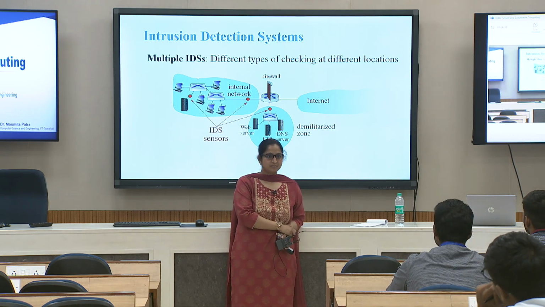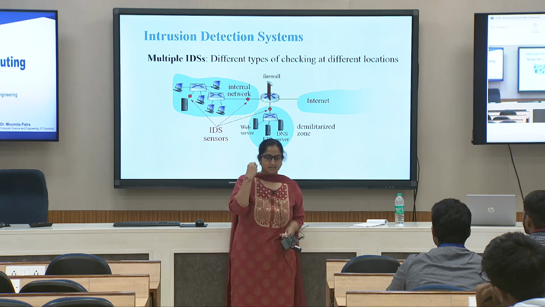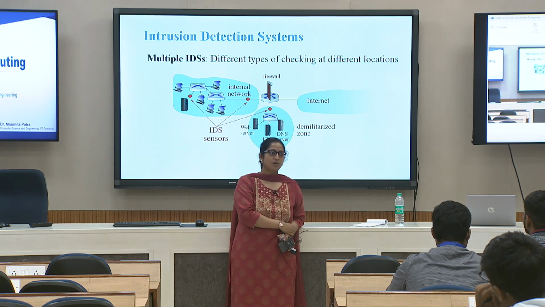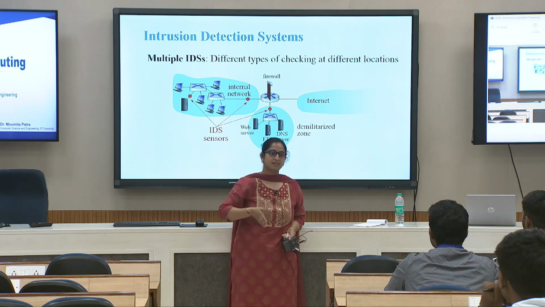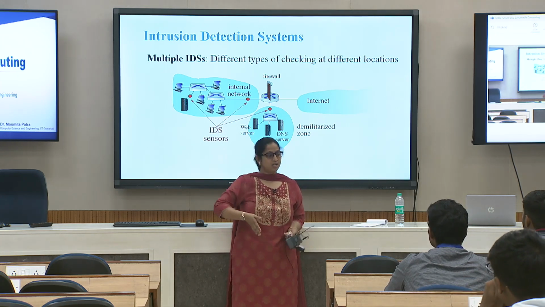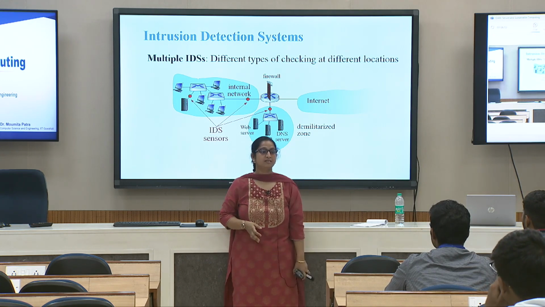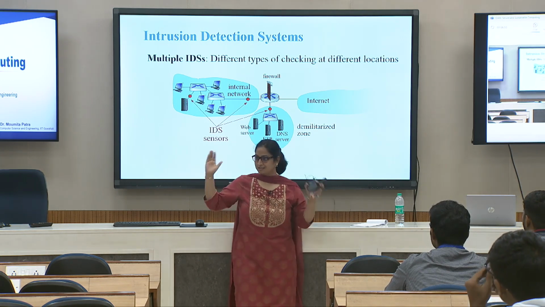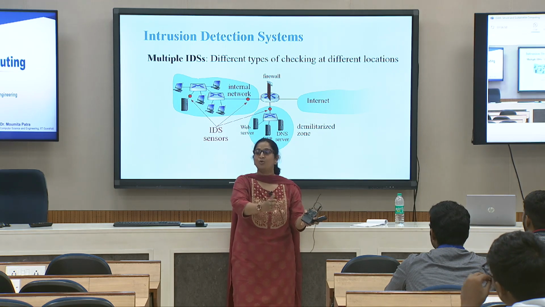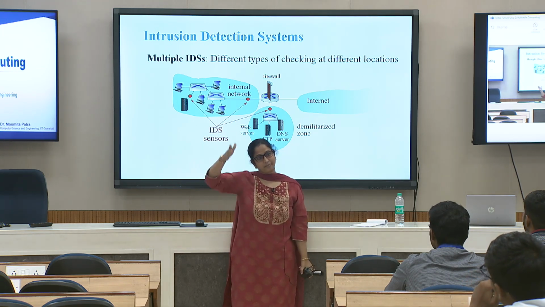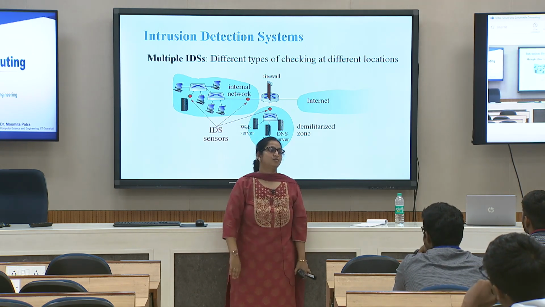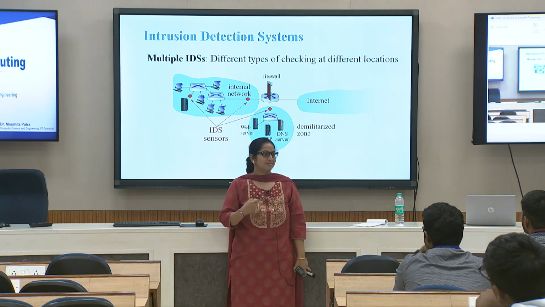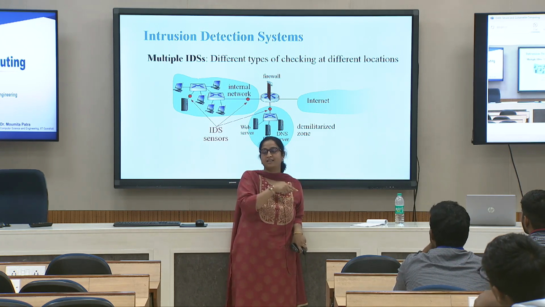Packets will come. Just think about a signature based IDS. What happens in that? Every packet will come and I will compare it with all the signatures. If it is just one IDS, that means the entire load that is coming, all the packets, has to be compared with everything in your set of signatures. So how much work goes on? That is why you have IDSs at different places.